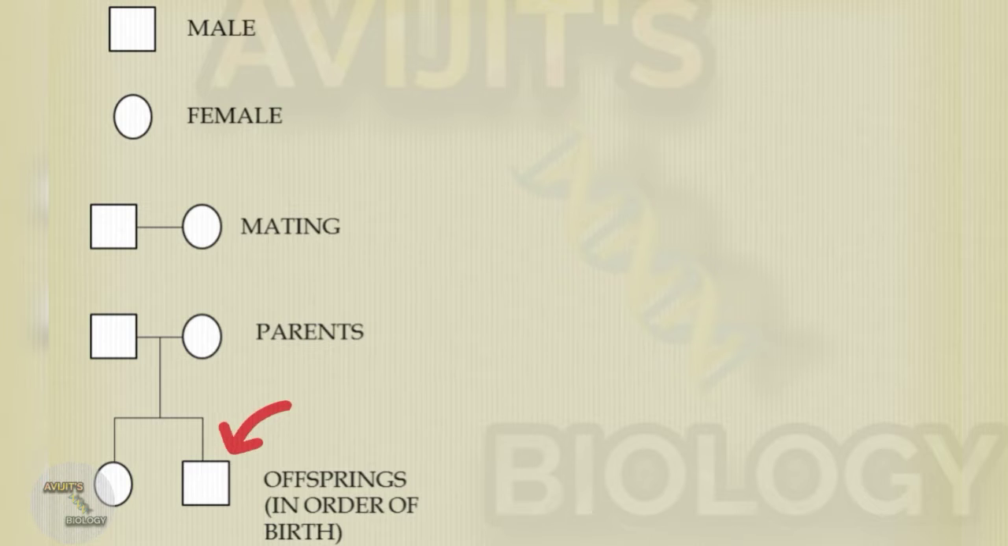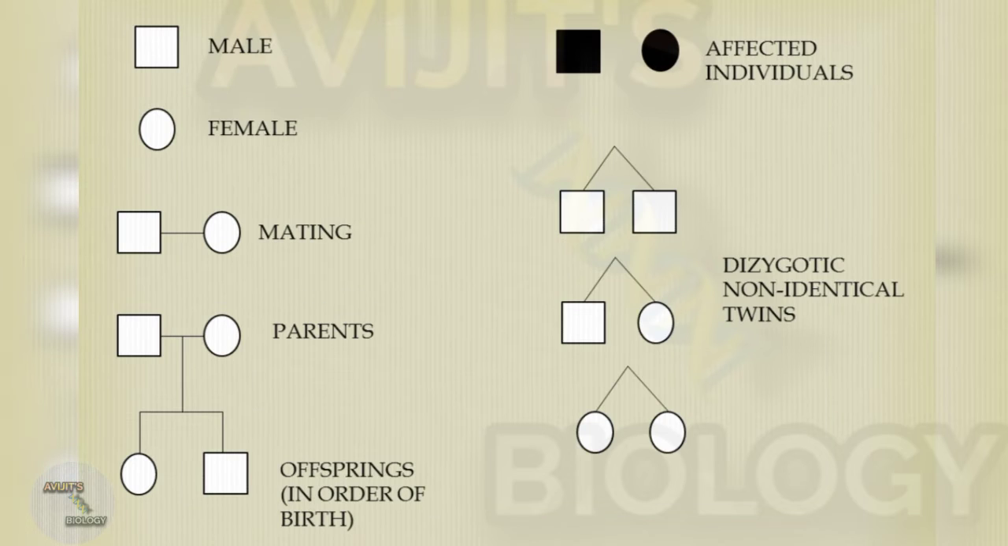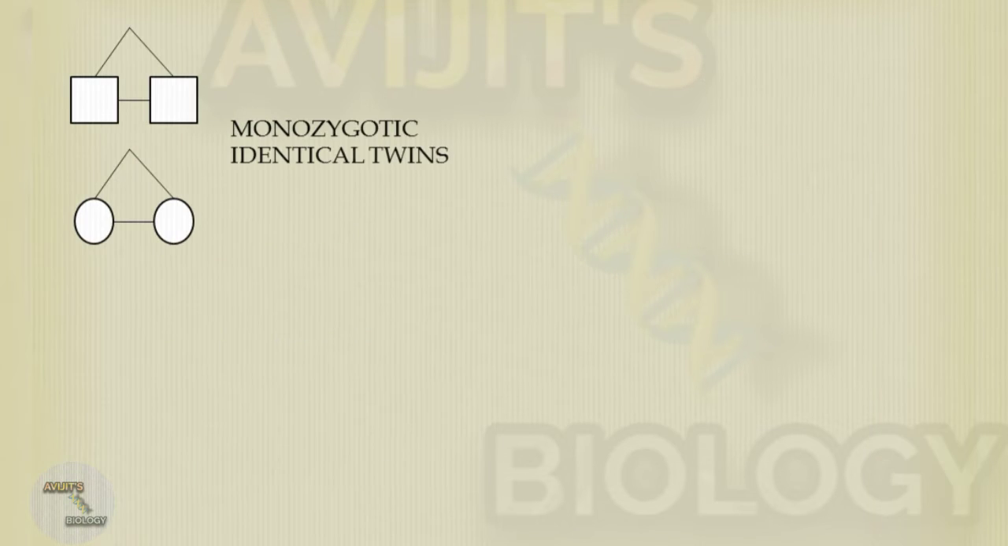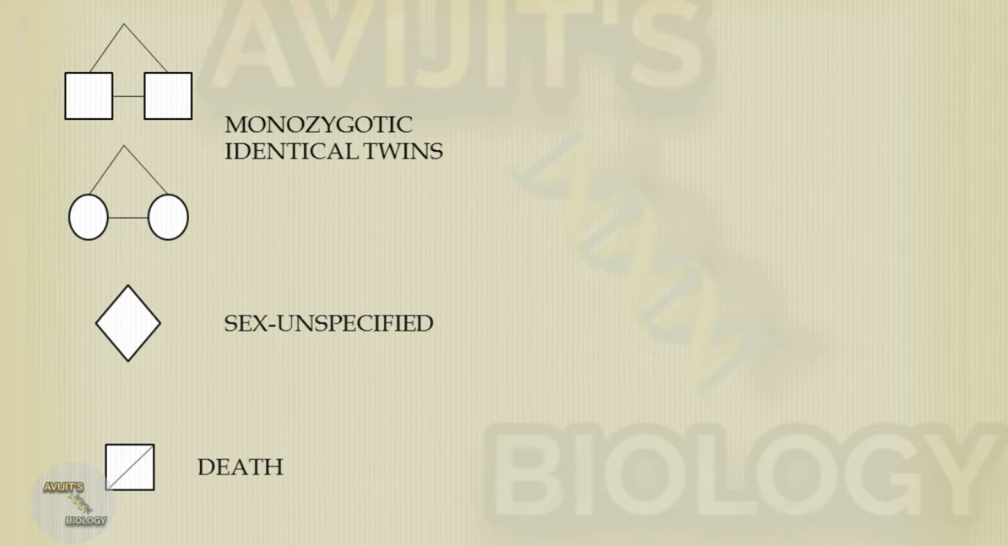is a boy. Now this dark rectangle and dark circle represent the affected individuals, and this is how we can express dizygotic non-identical twins, and this is how we can express monozygotic identical twins. This symbol shows the sex unspecified individual, and this symbol shows the death of the individual.